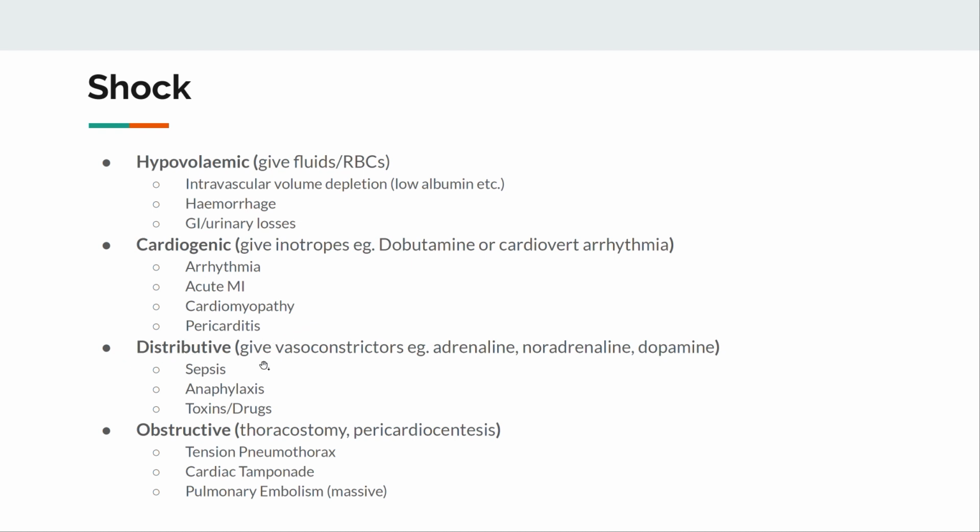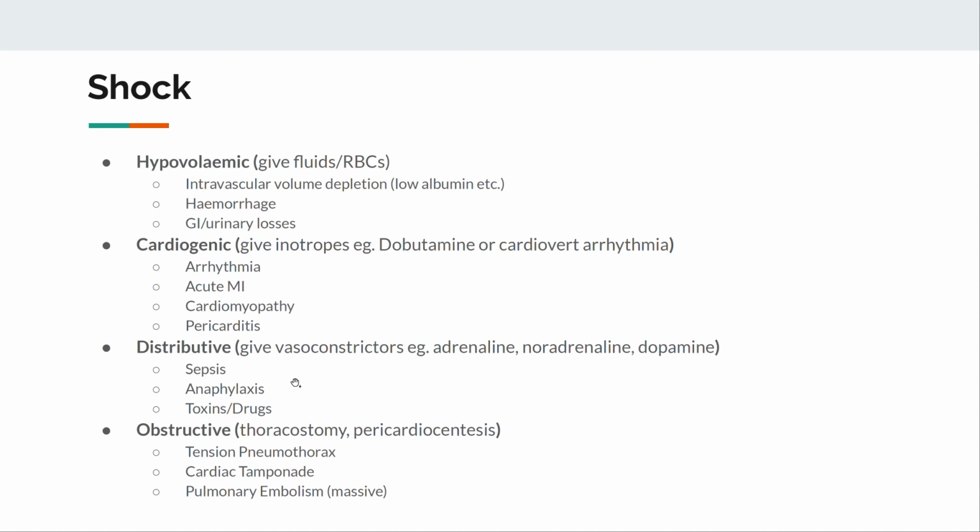Then you have distributive shock, which basically for us includes sepsis and anaphylaxis. The cause of the drop in blood pressure is a vasodilation of the body's blood vessels. The distribution of blood has changed. So that's the whole purpose of using adrenaline in anaphylaxis, to get those vessels constricted.